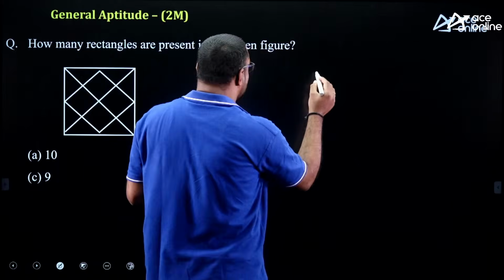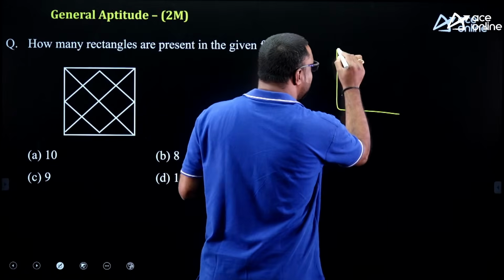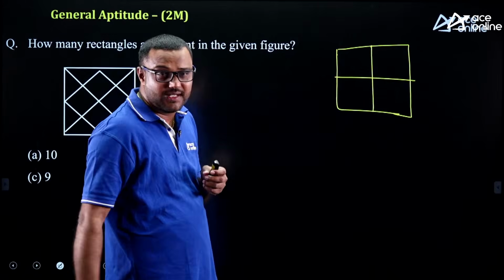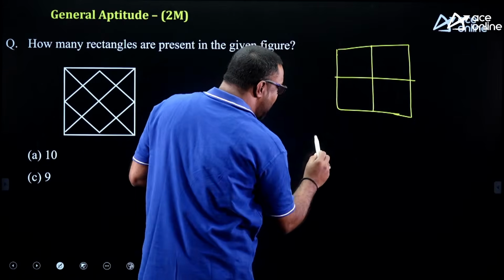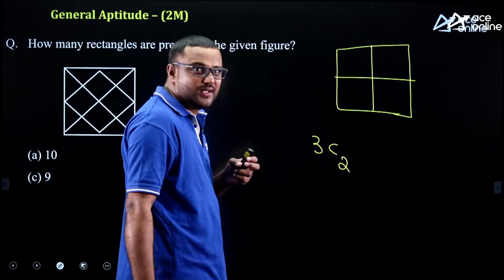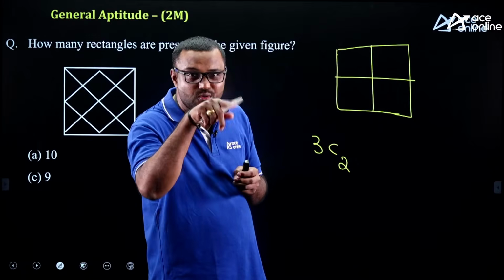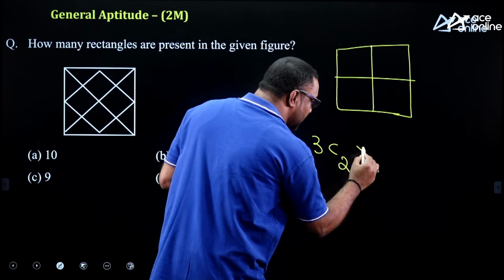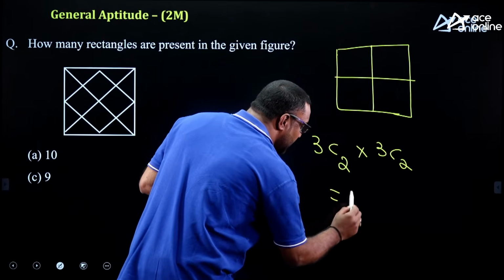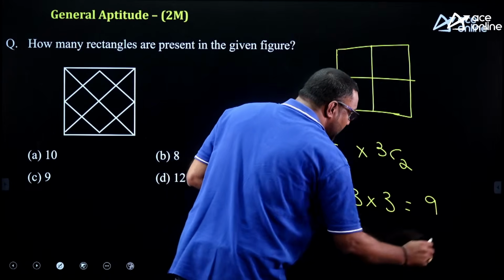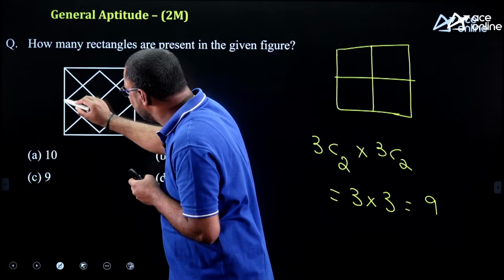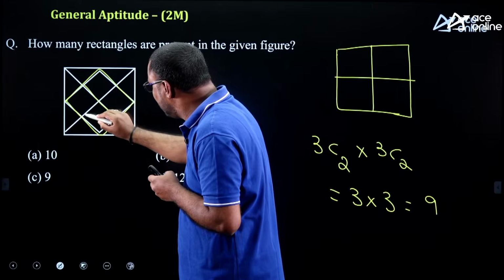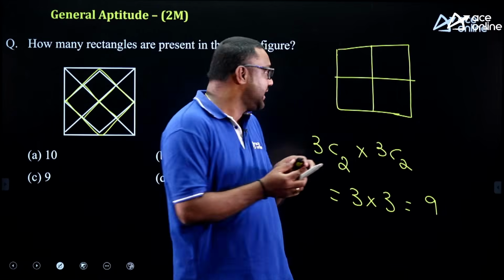So guys, for the number of rectangles, there is a shortcut rule: how many rows, how many columns? I have 3 rows. Among the 3 rows, you need to select 2, because for one rectangle, 2 rows and 2 columns are required. Among 3 columns, I have to select 2. 3C2 into 3C2, which is 3 into 3, 9. So that 9 is counted from this diagram.